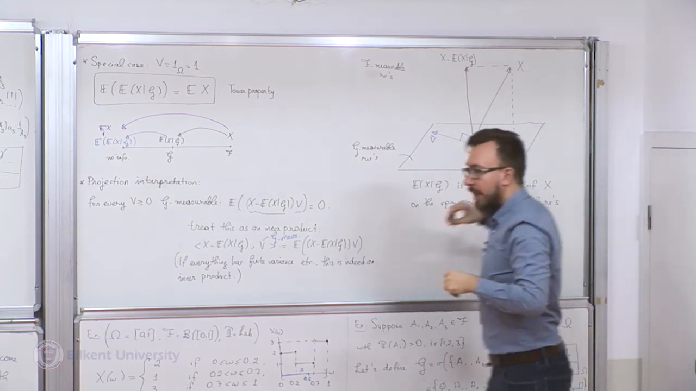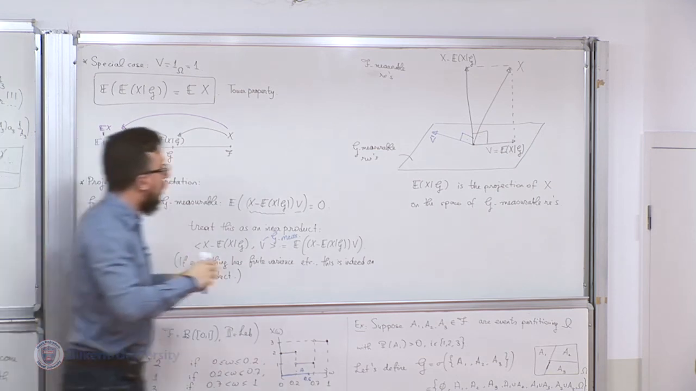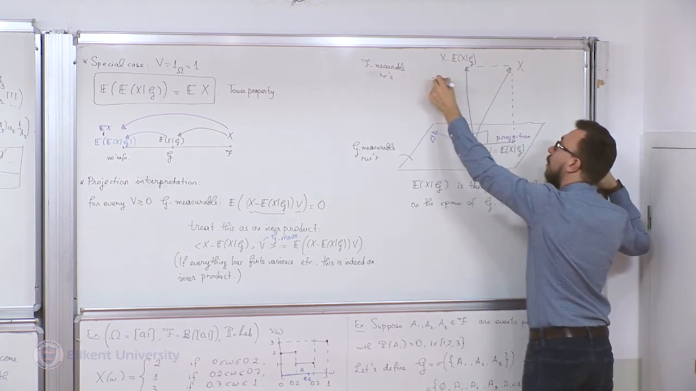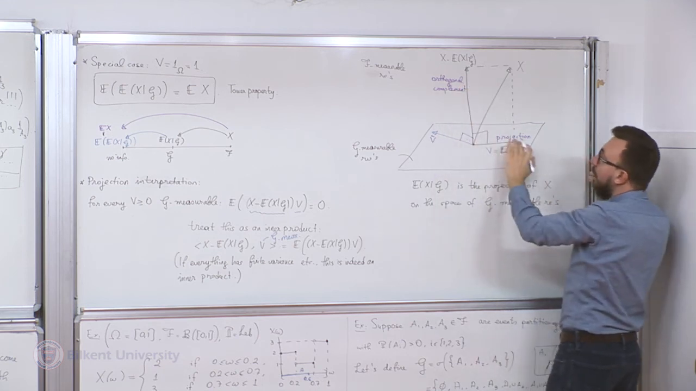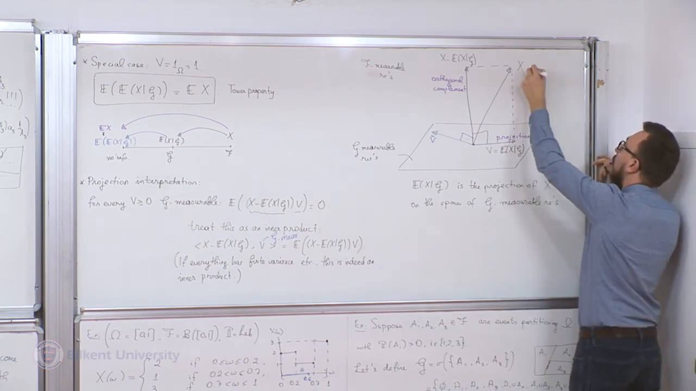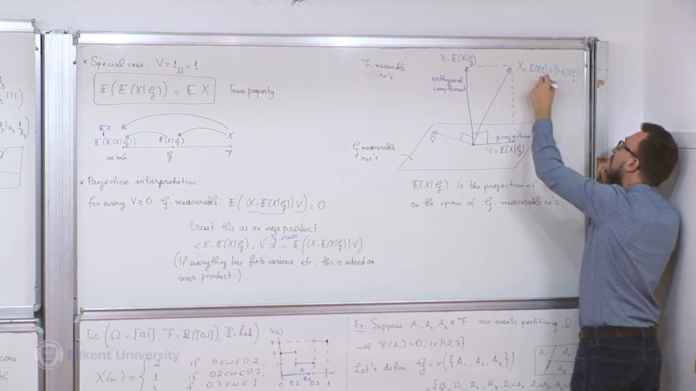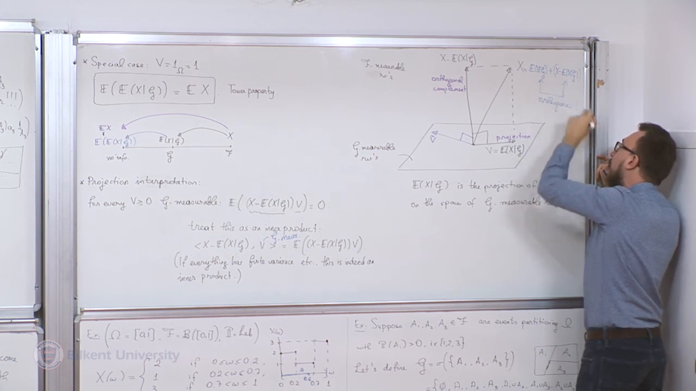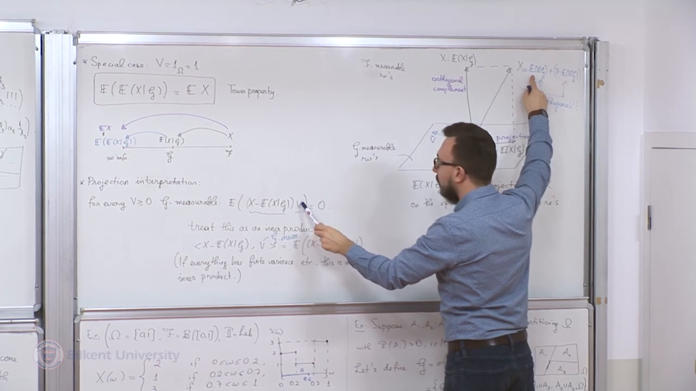So this is the projection. This is the orthogonal complement. Let me use a different color. So this is the projection, and this is the orthogonal complement. It just complements the projection because when you add this to this, you get x itself, right? Just x given g plus x minus x given g. And the two are orthogonal to each other, not independent, orthogonal. Right? Because this is g measurable, so I can use it as my v in this equation.